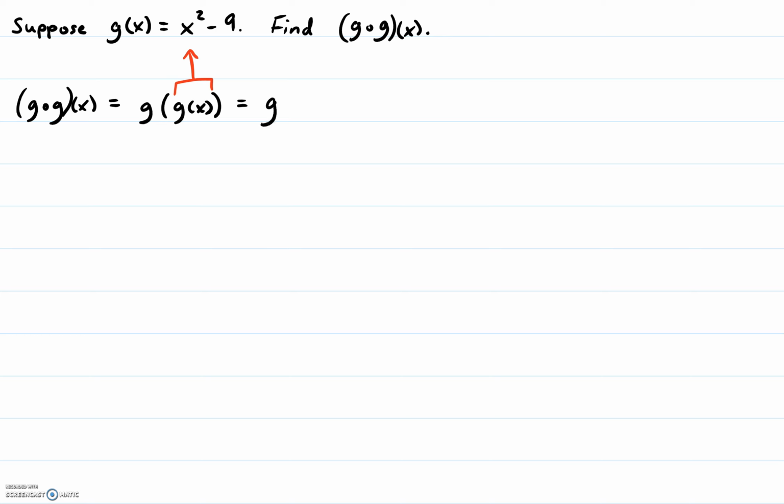Instead of the inner g of x, I'm going to write what g of x is equal to inside of the parentheses. g of x is the same thing as x squared minus 9. And so we're looking for g of x squared minus 9. And so what we're going to do now is plug x squared minus 9 into the place of x in x squared minus 9. So looking at the original g function, g of something is going to be something squared minus 9. So g of x squared minus 9 is going to be that something squared minus 9. It just so happens that something is the same exact function, but it doesn't really matter. We're just saying instead of x squared minus 9, we're doing something squared minus 9.